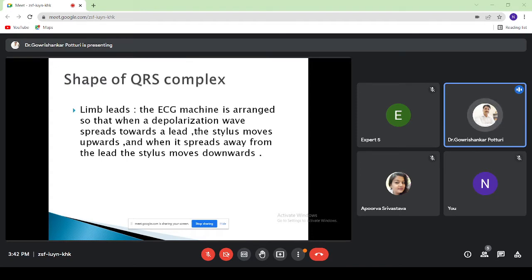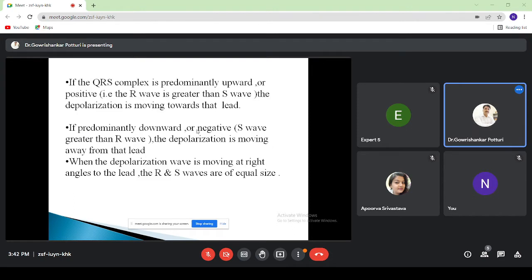In limb leads, the ECG machine is arranged so that when a depolarization wave spreads towards a lead, the stylus moves upwards, that is a positive deflection. When it spreads away from a lead, the stylus moves downwards, that is a negative deflection. If the QRS complex is predominantly upward or positive, that is the R wave is greater than the S wave, the depolarization is moving towards that lead.